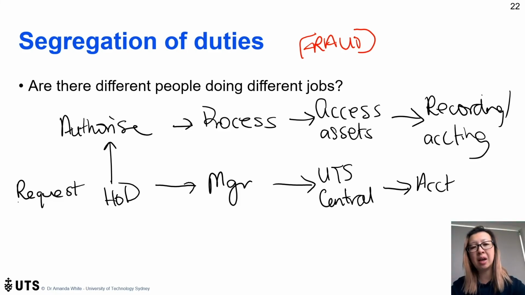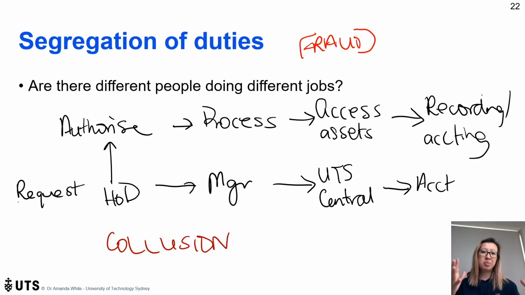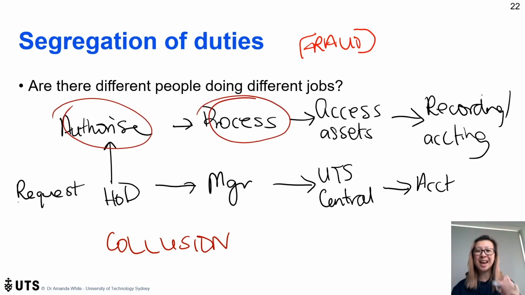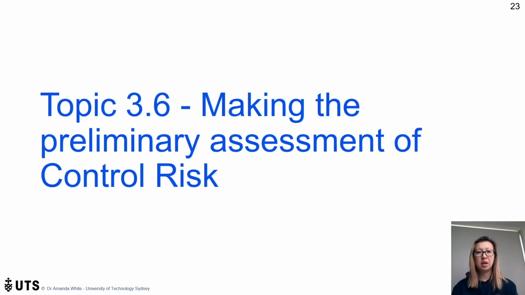Now that doesn't help us if there is collusion. Collusion is people working together to try and circumvent all of these different processes. So if this person and this person were working together, they might be able to approve the purchase of some things that really aren't university money. So think about, when you're looking at your processes, should different people be doing these jobs? Does this minimize the risk of fraud? And what could we do? How would we detect collusion if we thought people were working together? So how do I make my preliminary assessment of control risk?